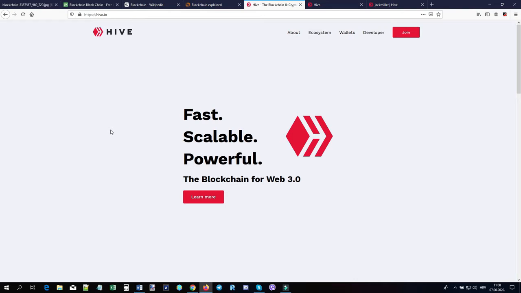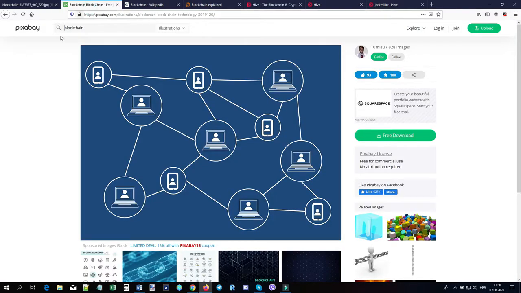So just like Bitcoin, you have Bitcoin, the coin, the cryptocurrency, and you have Bitcoin, which is the blockchain. As Bitcoin is referred to as Bitcoin, so too is Hive referred to as Hive. But to get started, what is blockchain technology? Well, I'm using this Pixabay graphic here just to give you a graphic demonstration of what it's all about. All these computers here, we'll call them servers, because that's what they are.